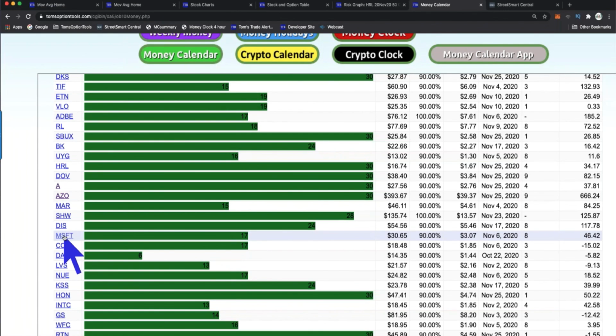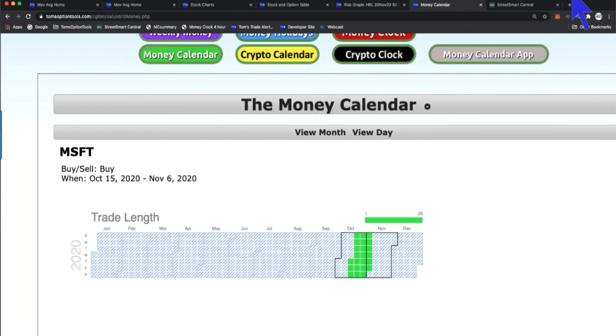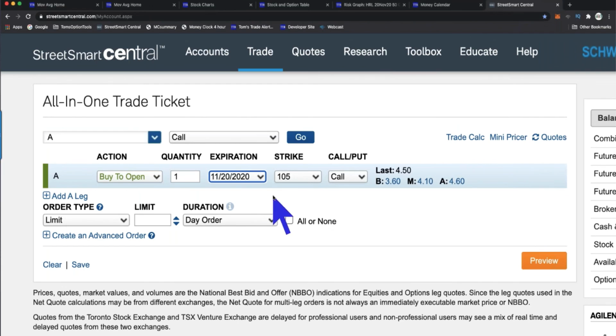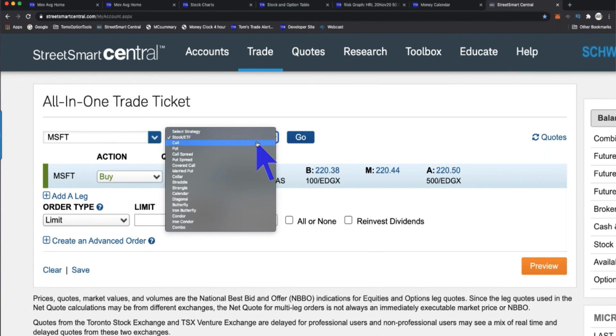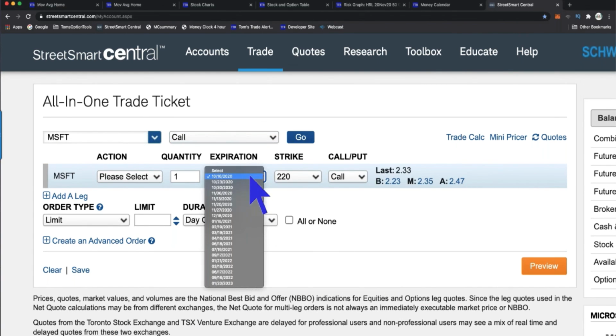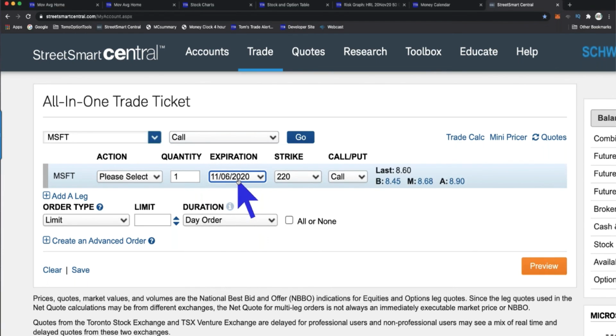Microsoft's on this list too. The good news is, let's look at Microsoft. Microsoft goes out to November 6th. So if you wanted to look at, say, Microsoft, MSFT, and you were going to look at the call options that expire around November 6th, which is a Friday, so it happens to fall on an expiration day. Well, the stock's trading near 220, and the 220 calls in November are $8.68.